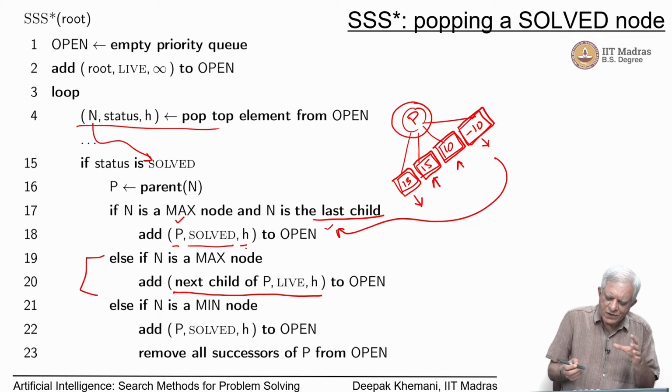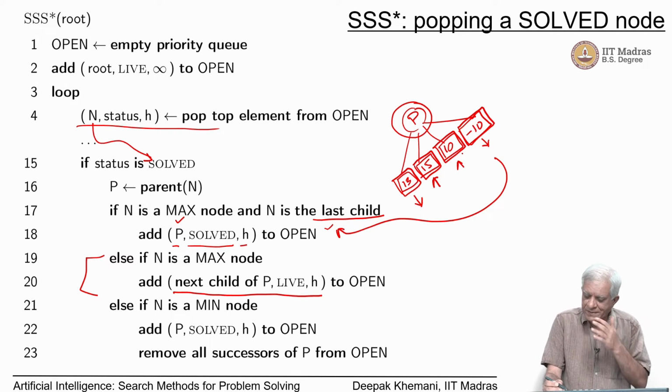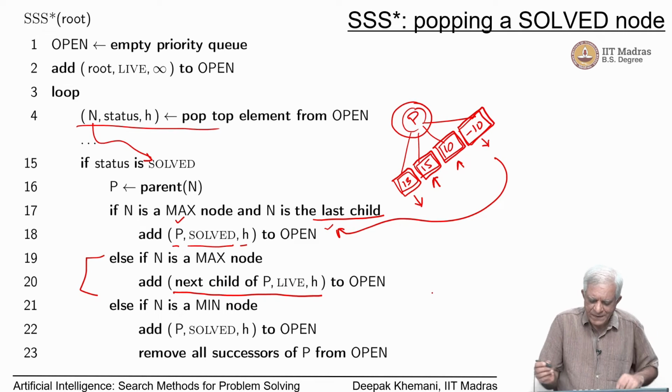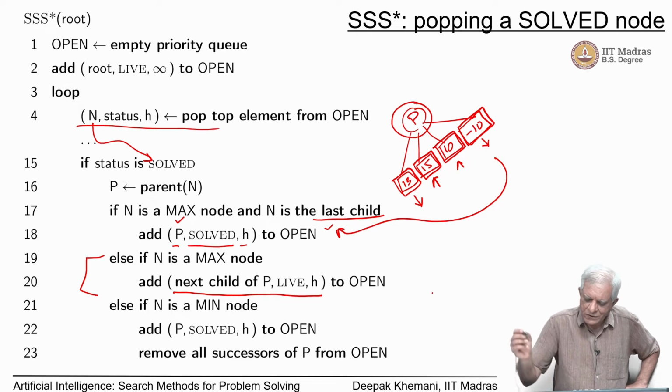So, when you are looking at solved nodes, there are two cases. One is when it is a max node, and the other is when it is a min node essentially. When it is a max node, it depends on whether it is the last node of its parent or not. If it is the last node of its parent, then we say we have solved the parent. If it is not the last node of its parent, then we say okay, solve this sibling of that max node, and then we will decide what is happening. That is one case. The other case is if n is a min node essentially.